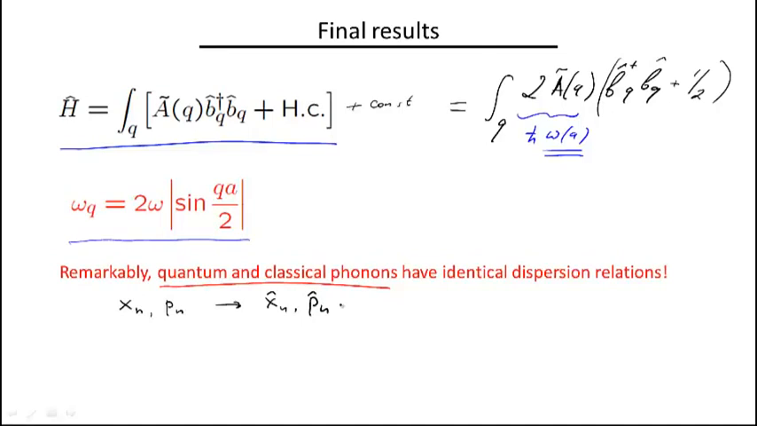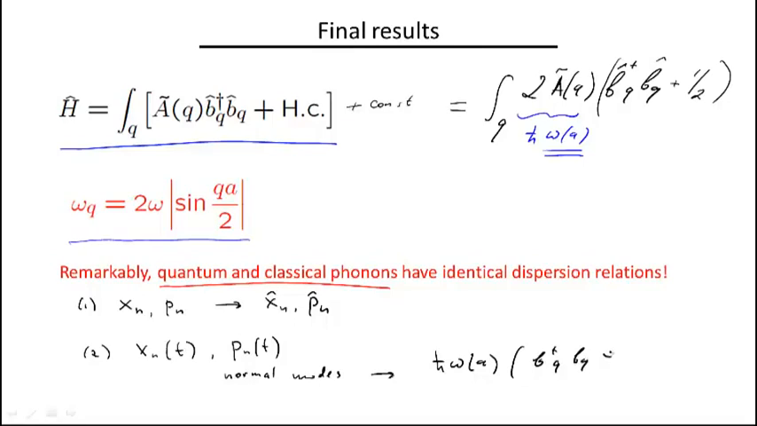But instead of doing that, there is a second version of the solution. One could have solved the classical problem first, which means finding the trajectories of particles and the corresponding waves. And then one could have quantized these normal modes. So the normal modes can be converted into these operators, h bar omega q, b dagger q b q plus 1/2. We could have done that. And the results, basically, we have proven that the results are exactly the same. And this is very important. It shows us something about the quantum to classical correspondence.